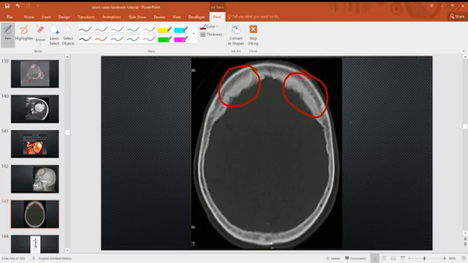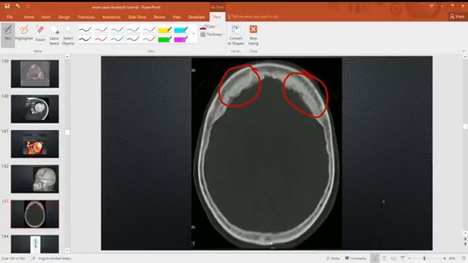Okay, there are sometimes some syndromes associated with this condition. You can check the box for these syndromes.